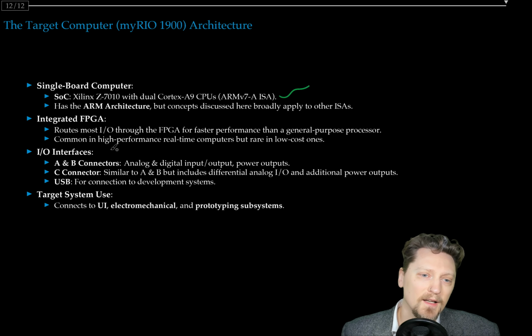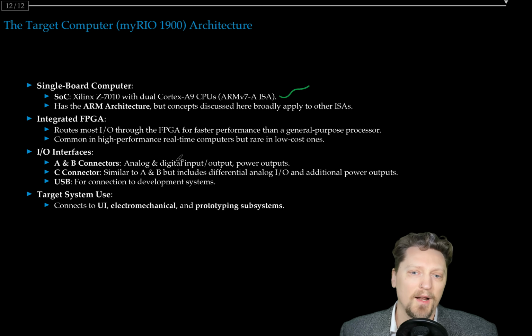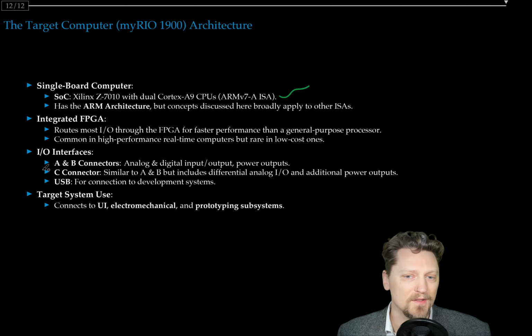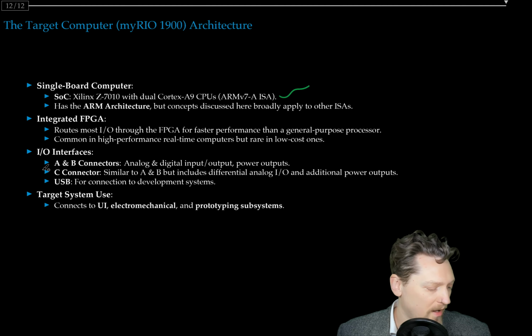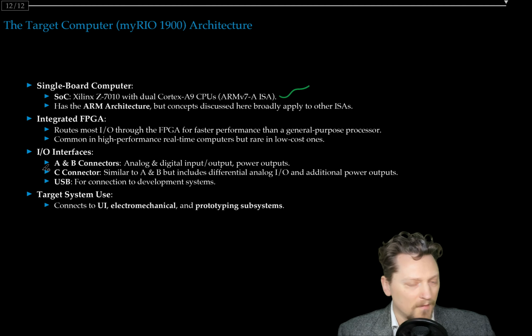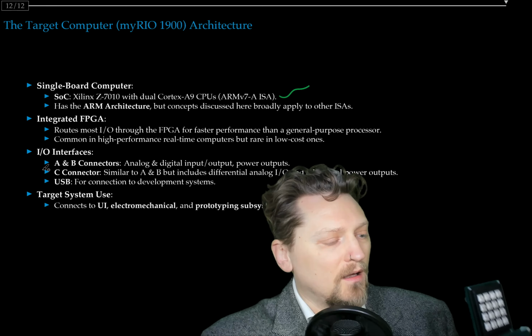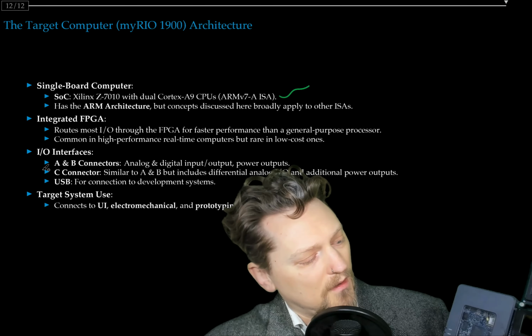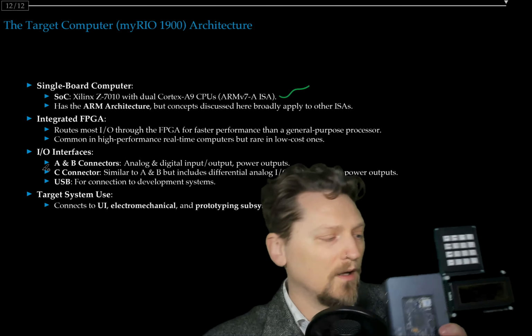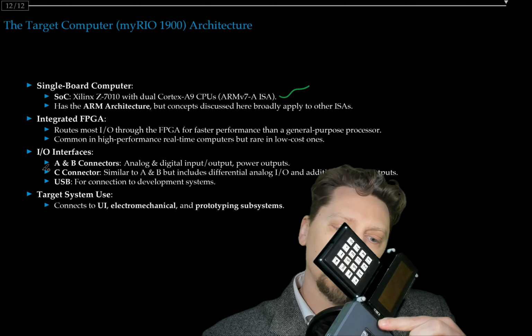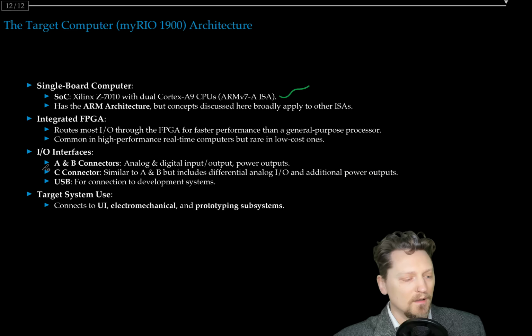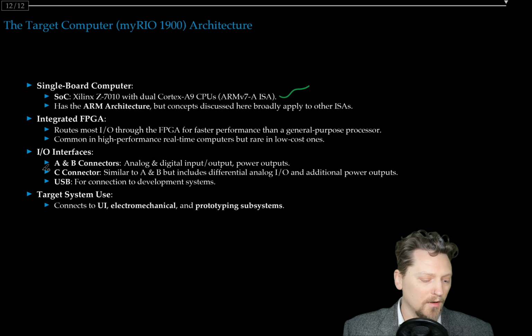I/O interfaces. The myRIO board comes with A and B connectors that have analog and digital input and output, and power outputs as well. And then a C connector, which is similar to A and B, but includes differential analog I/O and additional power outputs. It also has a USB connector. Here is the C connector over here. And then we have the A connector and the B connector. And then, of course, the USB for programming.